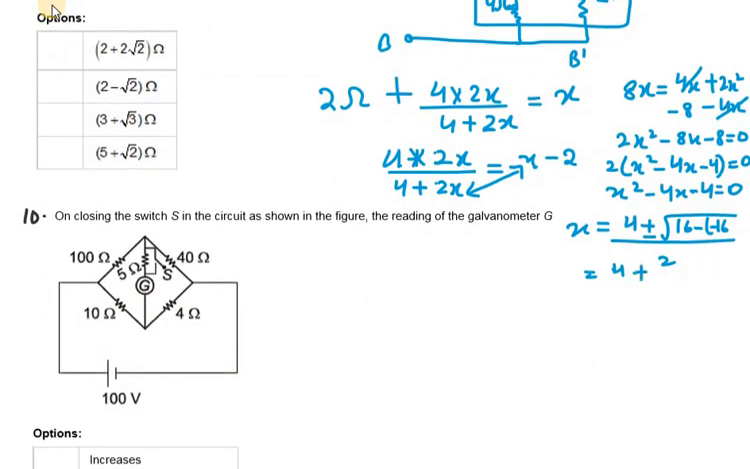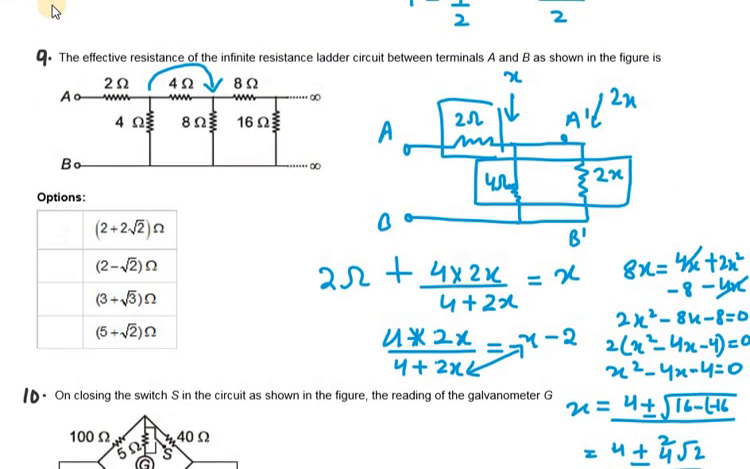Now 32 can be written as 4 under root 2 over 2. So we get, dividing 4 and 4 with 2, so it will be 2 plus minus under root 2. And we know that it won't be negative, so therefore we will take only the positive term, that is 2 plus 2 under root 2 ohm. So the right option for this is the first.